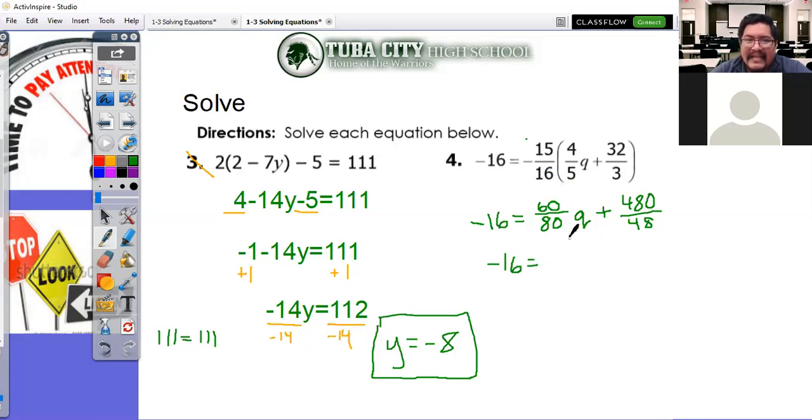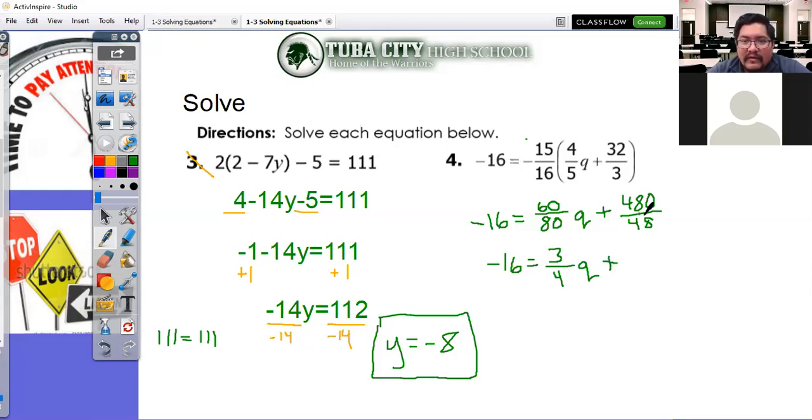So 60 and 80, what is the largest number that can be divided by both of those? And you might be thinking 10, because they both end in 0, which is true. They both end in 0, so they're both divisible by 10. But then you would end up with 6 over 8. And in that case, they would both be even. So 6 over 8, those two numbers can be divided by 2. Or we could think of the greatest common number that both of them divide by, which is 20. So 60 divided by 20 is 3, and 80 divided by 20 is 4. There we go. Now the fraction has been reduced to lowest terms.